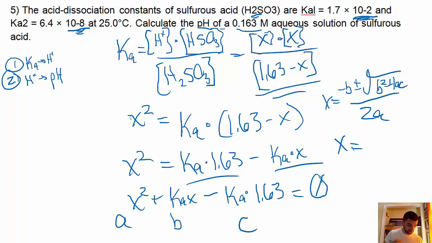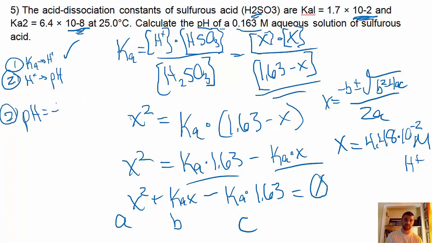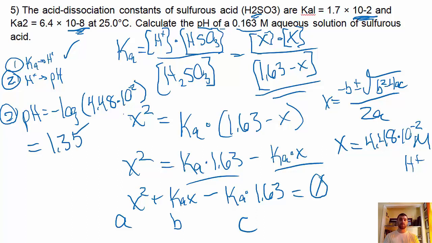All right, so I plug and chug, and I get 4.48 times 10 to the minus 2, and that is my molar concentration of H plus. Done? Say no. No. All right, good answer. We just finished that first step. We got our H plus concentration. Now we got to plug it into the pH equation, where pH equals negative log of the H plus concentration, which was 4.48 times 10 to the minus 2, and we get 1.35. That's it.